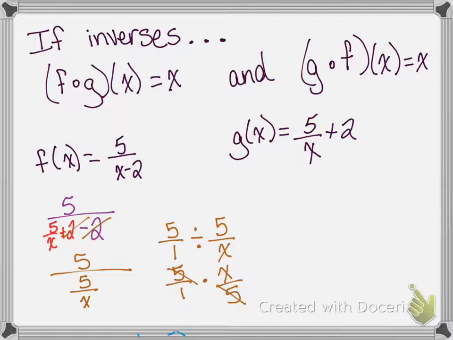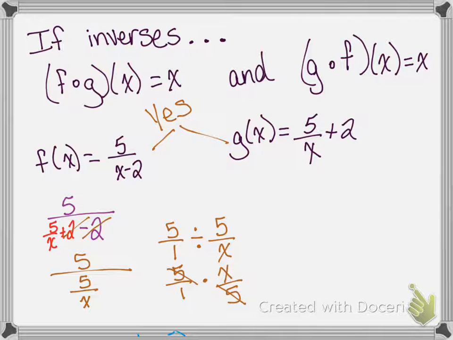I'm left with x. So it works. So that means these two, the composition, are inverses. Yes, they are inverses. Now, it doesn't matter which way we go. So now I can do g of f, I can do g composed of f.